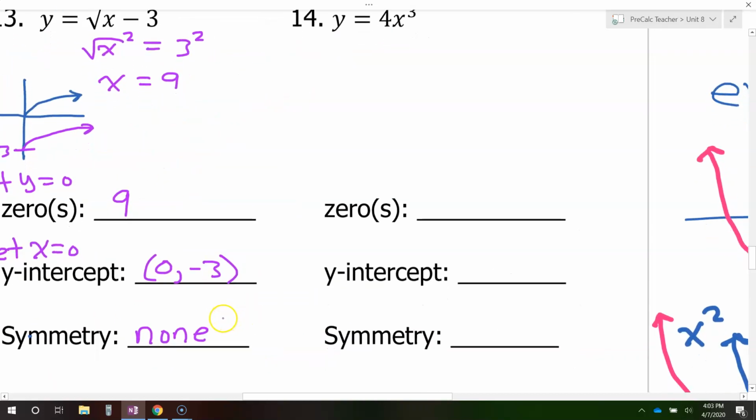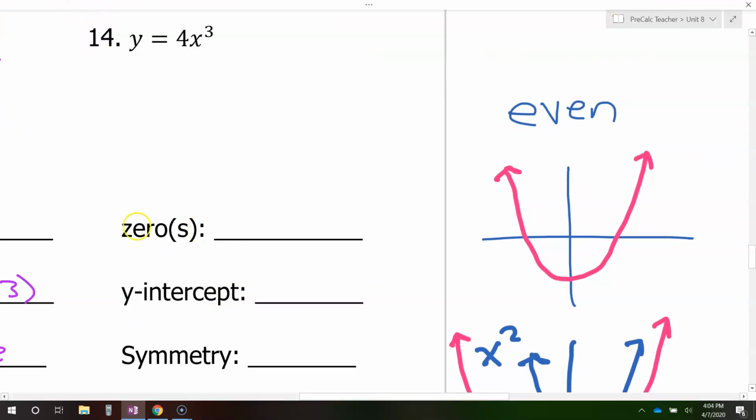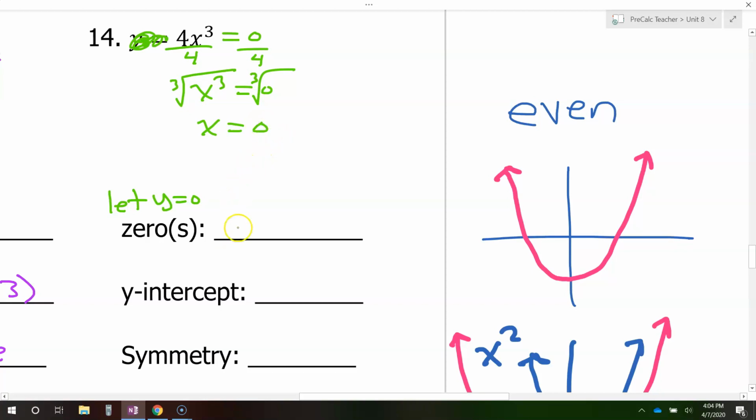All right, moving on to the last one. All right, for the zeros, we let y equal 0. In other words, we set the whole thing equal to 0. I could divide both sides by 4, and that will give me x to the third power is equal to 0. If I want to get rid of the third power, I would take the cube root of both sides. So that'll give me x equals 0. So that is the 0 of the function, and the 0 is just a number, so I'll just put 0.